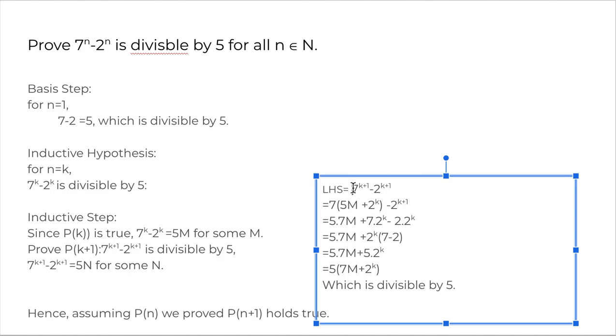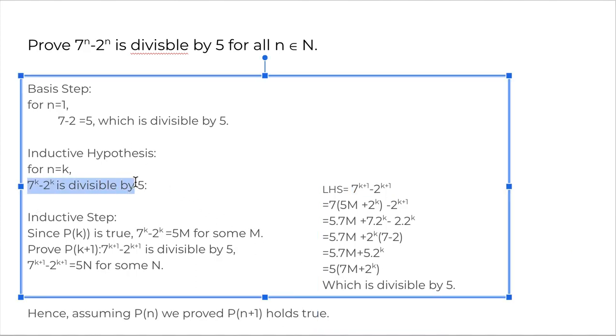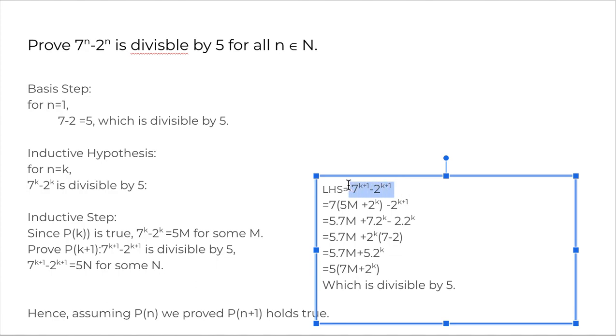that 7 raised to k plus 1 minus 2 raised to k plus 1 is divisible by 5, when 7 raised to k minus 2 raised to k was divisible by 5. So we assumed that this was true, that is 7 raised to k minus 2 raised to k is divisible by 5, that is P of k, to prove that 7 raised to k plus 1 minus 2 raised to k plus 1 is also divisible by 5, right? So this was the proof principle of mathematical induction.